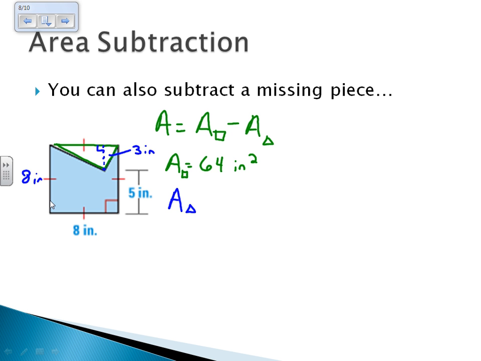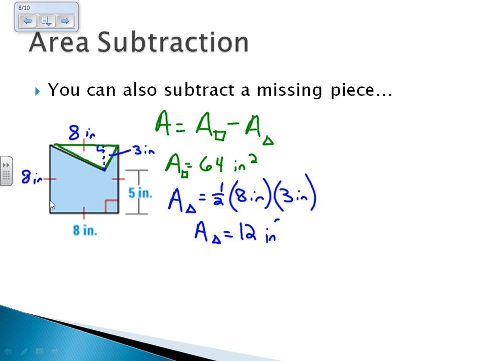What is the base? 8. Base is 8, because it's a square, so the other two sides must be equal. So plug it into your formula. It's half the base, which is 8 inches, times the height, which is 3. You can do this however you want. I like to do this part first. Half times 8 is 4, times 3? 12. You could also do 24 divided by 2. It's still going to be 12.